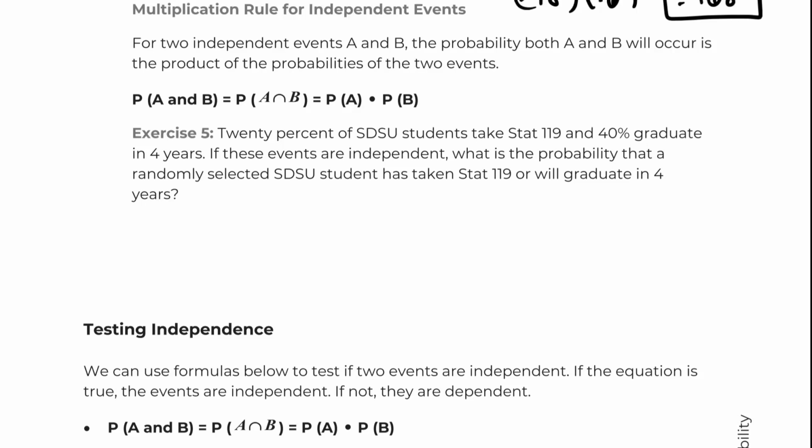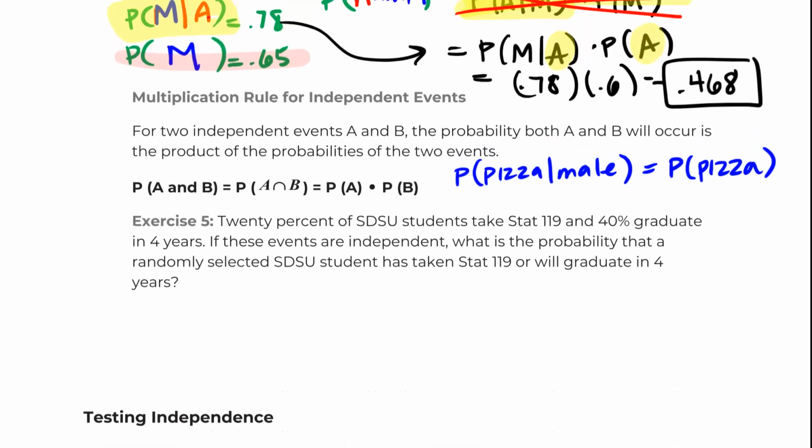So here's that rule that I just stated. If your events are independent, we know the probability of pizza given male is just equal to the probability of pizza. Knowing the person was a male changed nothing. So if we were going to use the formula up above, this could just get shortened to probability of M by itself, because knowing the dog was adopted didn't give us any new information. That wasn't true in this case, but that is exactly what happened in this formula.